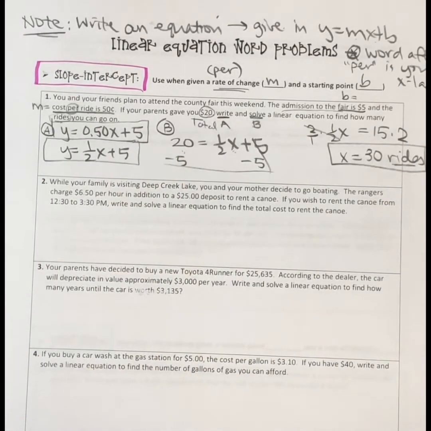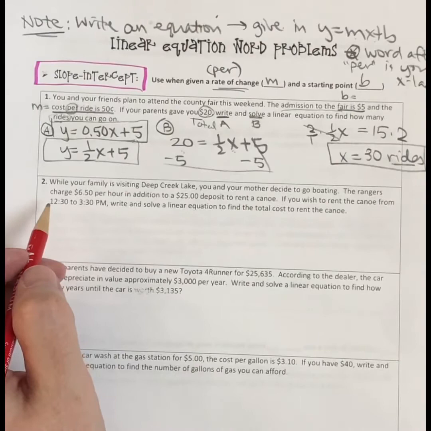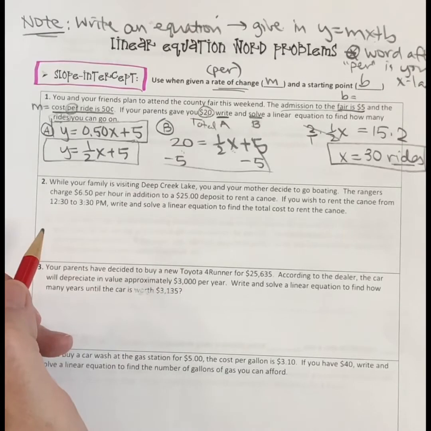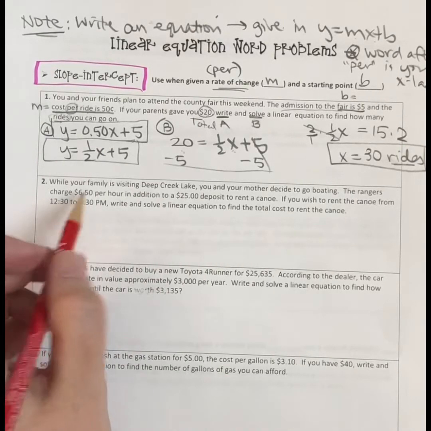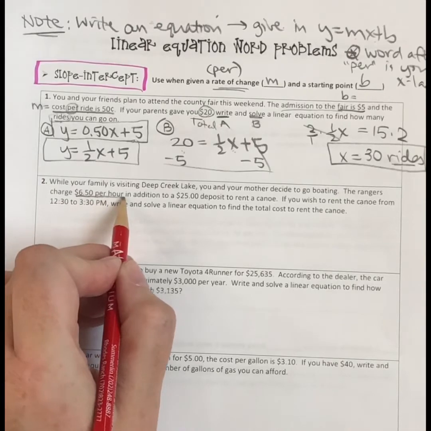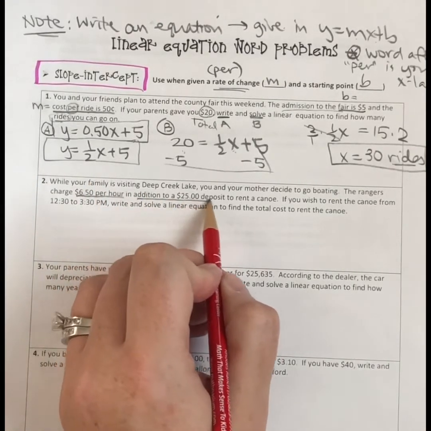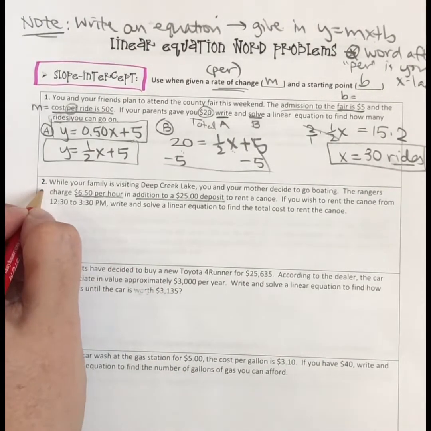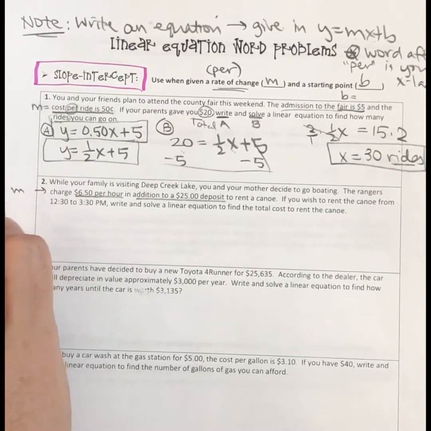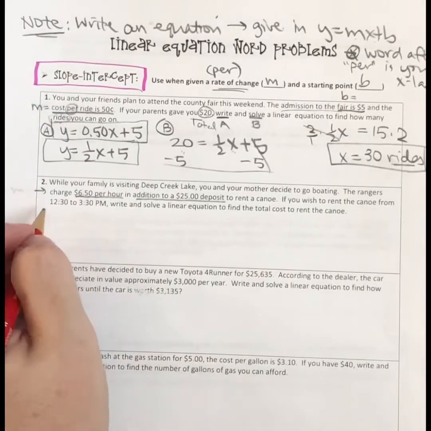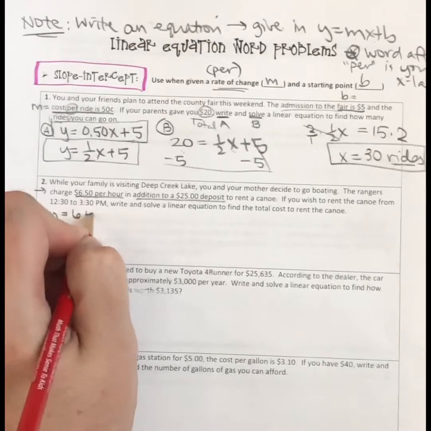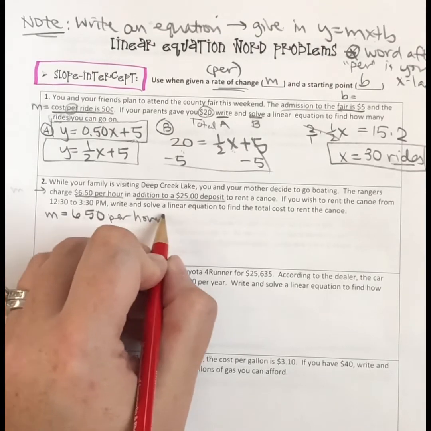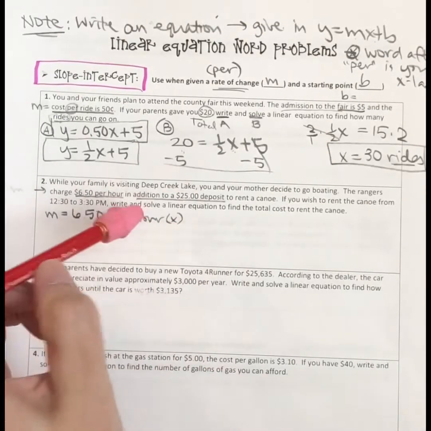All right, so let's look at number 2. It says, while your family is visiting Deep Creek Lake, you and your mother decide to go boating. The rangers charge $6.50 per hour in addition to a $25 deposit to rent a canoe. So right away, that per tells me that it's going to be the m. So the m is going to be $6.50 per hour. So remember, after the per, the x is going to be the number of hours, okay?